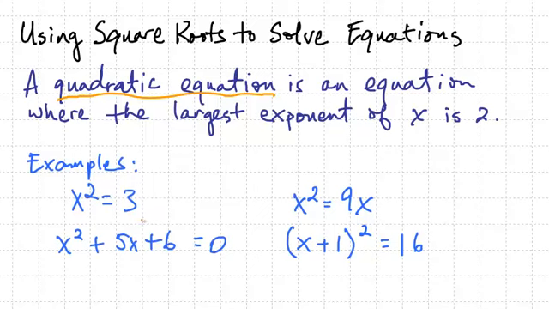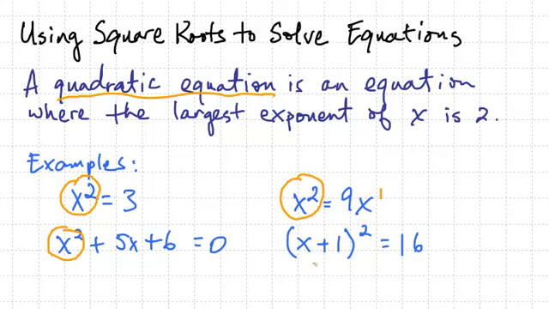X squared equals 3 is a quadratic equation because the variable x has an exponent of 2. X squared equals 9x is a quadratic equation. It has this x squared term here. Now, the exponent of x over here is 1, but it's still quadratic because the largest exponent of x is 2. X squared plus 5x plus 6 equals 0 is a quadratic equation, once again because of this x squared.